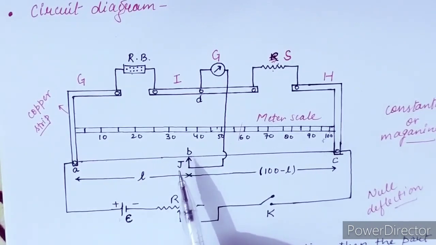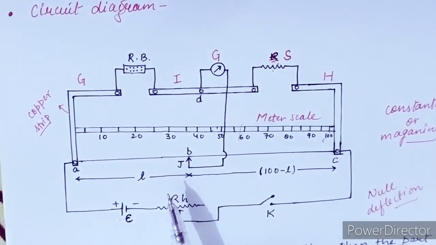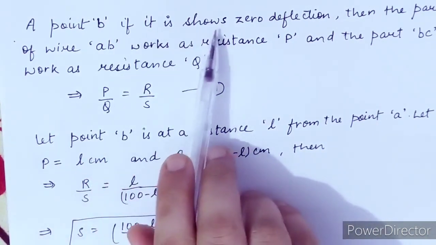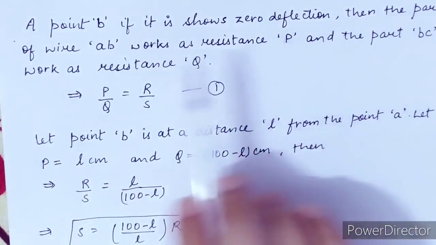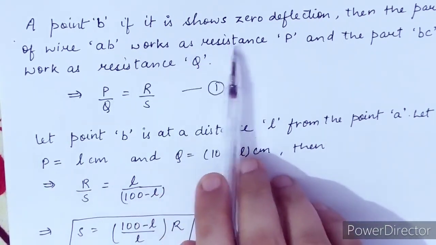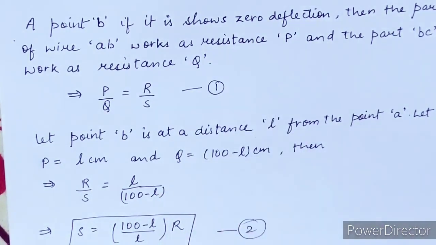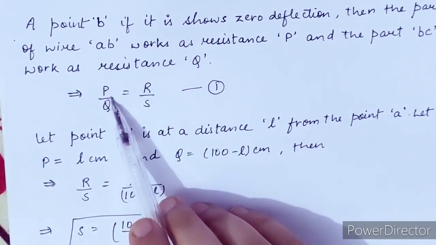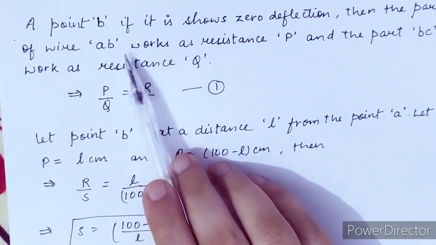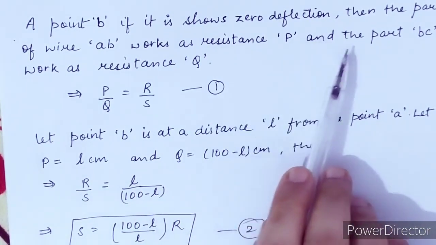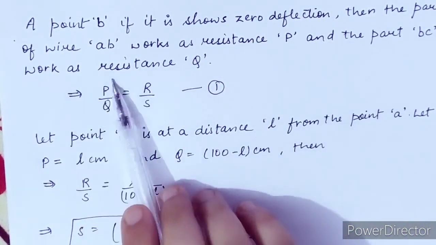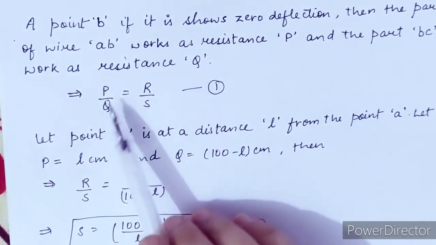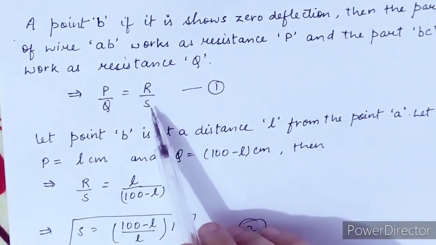Now at point B, if it shows 0 deflection, then the part of wire AB works as a resistance P. Remember, P upon Q equals R upon S. The part of wire AB works as resistance P and the part of BC works as resistance Q. So here P upon Q is equal to R upon S.